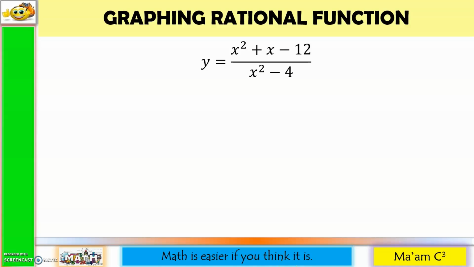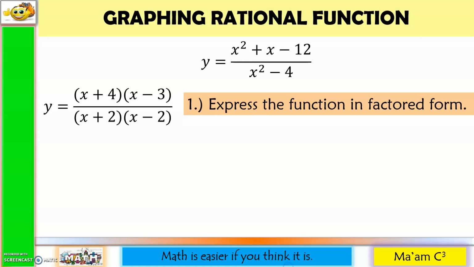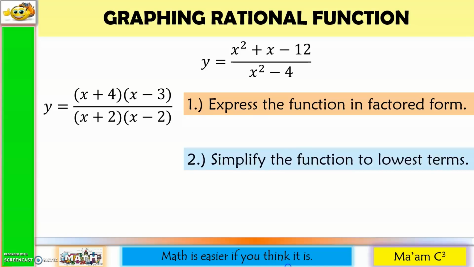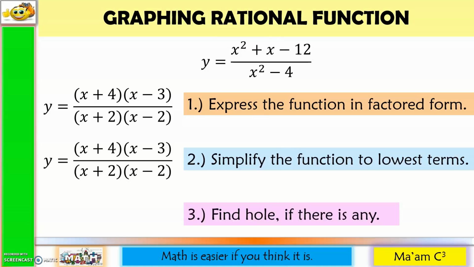Let's have another one. First step, express the function in factored form. The factors of x squared plus x minus 12 are x plus 4 and x minus 3, while the factors of x squared minus 4 are x plus 2 and x minus 2. Next step, simplify the function to lowest terms. Since there is no common factor in the numerator and the denominator, we just copy the factored form. Step 3, find holes if there are any. Again, there is no common factor, so there is no hole.